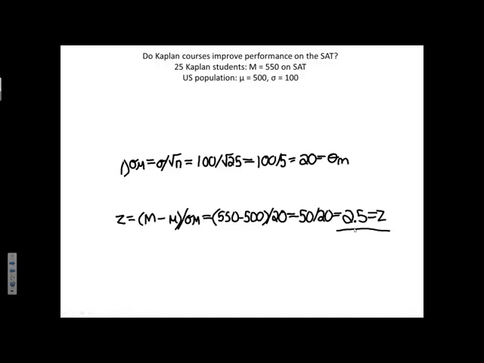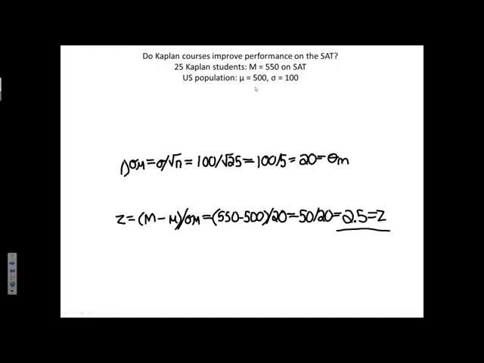That's a pretty large z-score. I would venture to say that that's an extremely high z-score. It's more than 2 standard deviations above the mean. So my conclusion would be that Kaplan students score extremely higher than the average SAT test taker. Therefore, we can conclude that Kaplan is systematically improving test scores, and we would expect to see a similar effect in the population. It's not just enough to say, oh, well, this sample mean of Kaplan students is higher than what we would expect to see in the population of test takers.